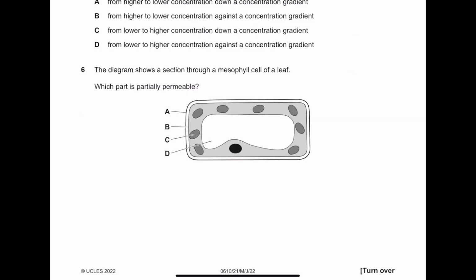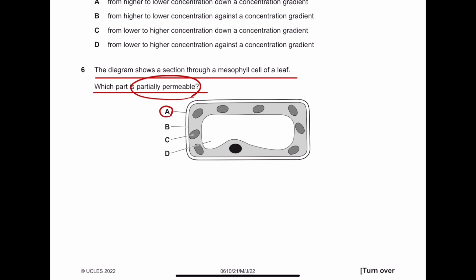Number 6. The diagram shows a section through a mesophyll cell of a leaf. Which part is partially permeable? As we've already talked about, the thing that is partially permeable in the cell is called the membrane. So you just have to identify the membrane here, and students often get confused about this.